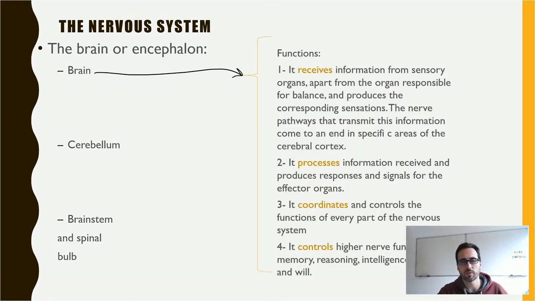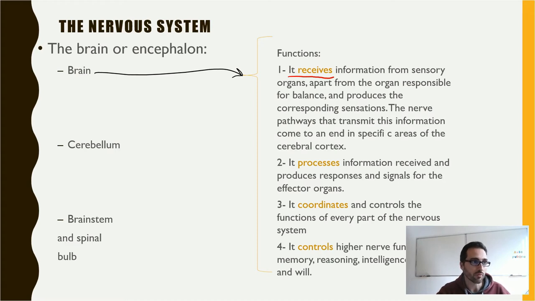Okay, what are the functions of the brain? The first one is that it receives information from sensory organs, quite important, as we explained in previous classes. Apart from the organs responsible for balance, it also contributes to the balance of the body and produces the corresponding sensations or feelings. These sensations or feelings are going to be produced by our brains. The nerve pathways that transmit this information come to an end in specific areas of the cerebral cortex, as we've just explained a couple of minutes before.